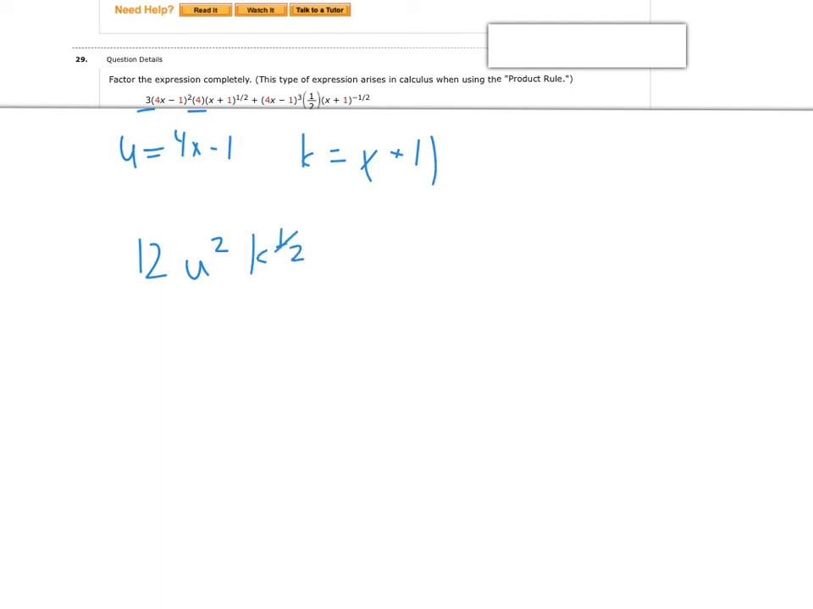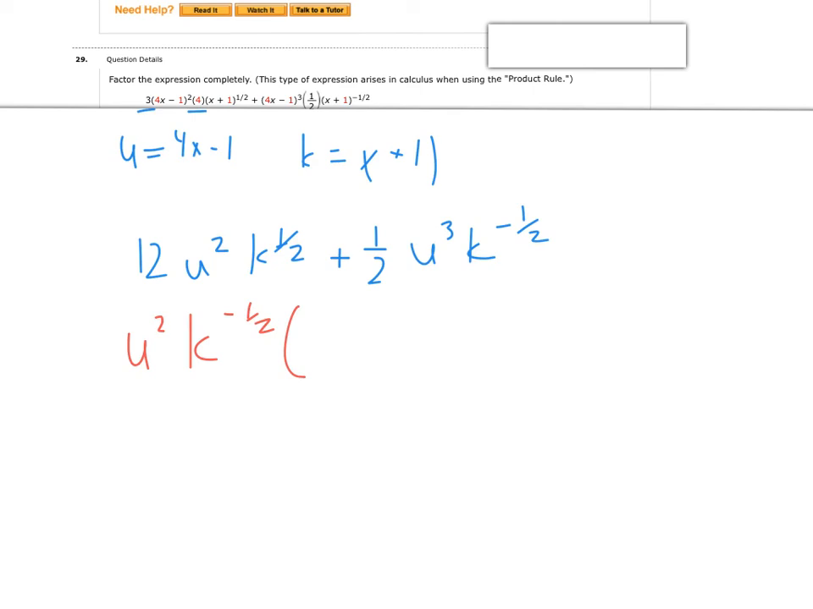And then I'm going to say plus 1/2. I'm going to move that to the front, and then I'll call it u to the 3rd k to the negative 1/2. All right, so then next up, I'm going to start with my GCF. I'm going to take out u squared. I'm going to take out k to the negative 1/2, since that's the smaller exponent.